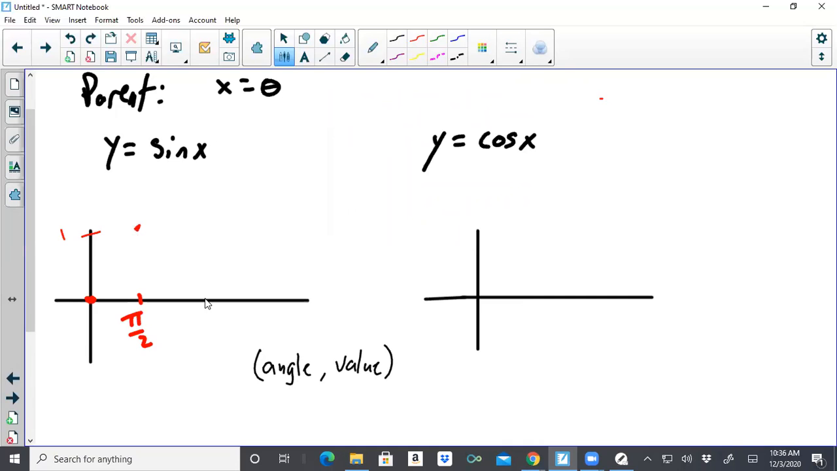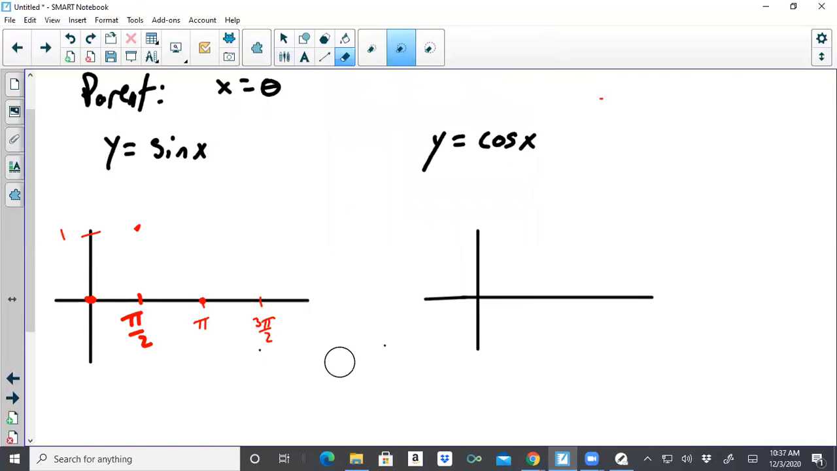And then I get to pi, and that's just saying that it's at 0. Then I keep going, and I see 3 pi over 2. Hang on, I'm going to change that a little bit. I'm going to put that one up here, and then I'm going to have that value at -1. So I can see that I have my points, and now all I have to do is connect those points, and then it would continue on, right?